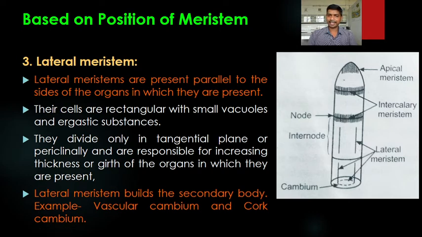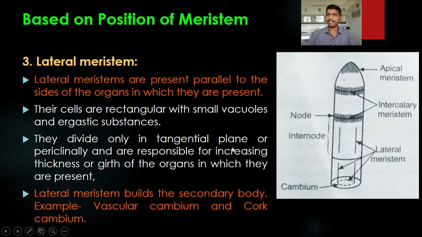Their cells are rectangular with small vacuoles and ergastic substances. In the previous lecture we studied some of the characters of the meristematic tissue. The meristematic cells are rectangular, and vacuoles are absent, and if present they are small. So here in the lateral meristem the vacuoles are small and there is a presence of ergastic substances.